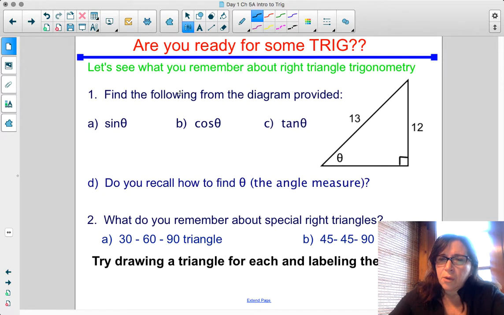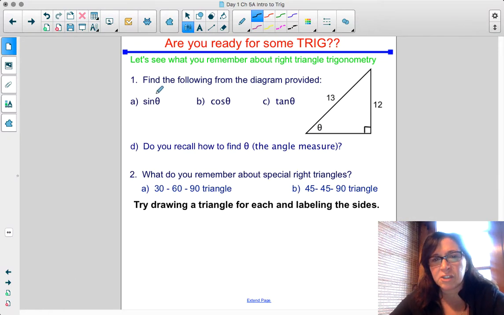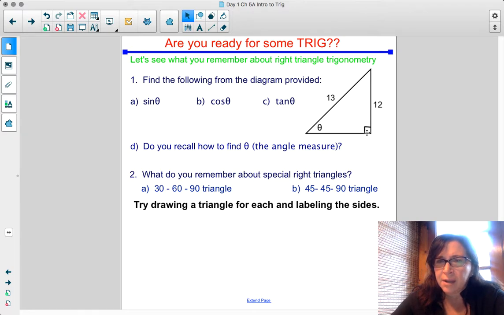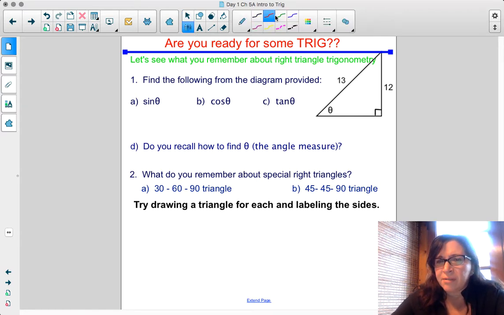So going over some trig values that we have done in the past, most of you did this in geometry. Your job is to find the following from this diagram. Let's see what you remember about right triangle trigonometry. One of the things you should remember is that if you don't have a third side of your triangle, for example we're missing this bottom side right here, you can use the Pythagorean theorem, meaning a squared plus b squared equals c squared.